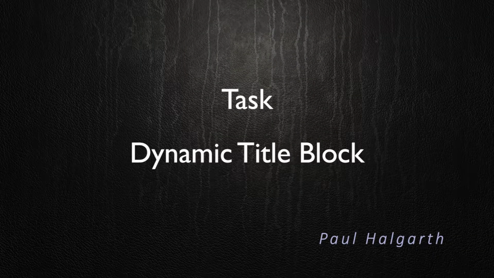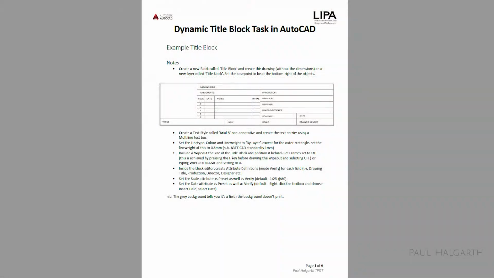In this recorded tutorial, we're going to create a title block that you can use in your layout drawings. Once we've drawn it, we're going to turn it into a dynamic block with attribute definitions for the text entries and a dynamic border. It will also have a wipeout and an image inserted. Okay, so let's get going.